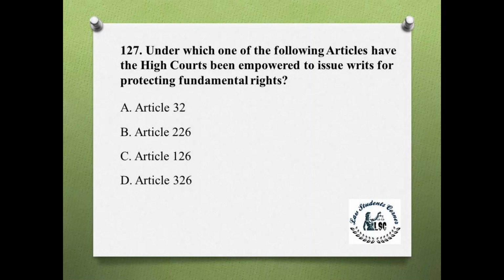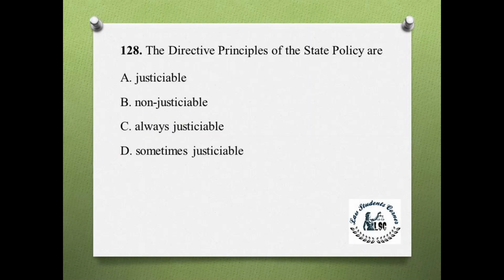Question number 127. Under which one of the following articles have the High Courts been empowered to issue writs for protecting fundamental rights? Option A, Article 32. Option B, Article 226. Option C, Article 126. Option D, Article 326. Correct answer is option B, Article 226.